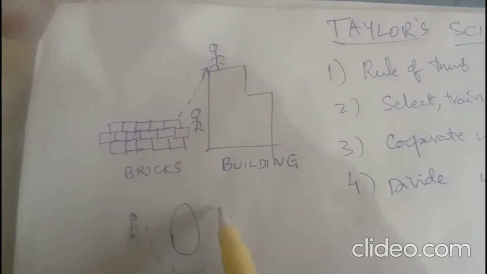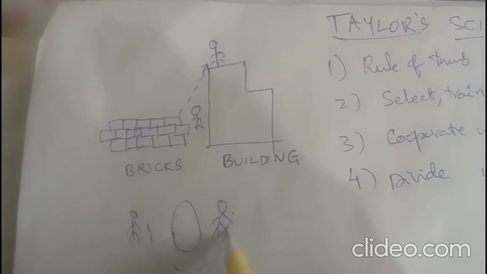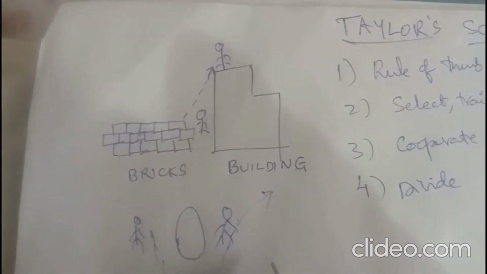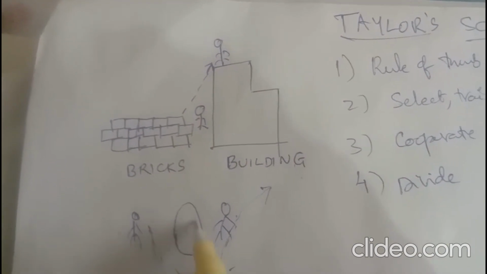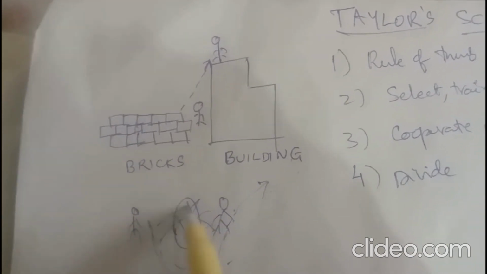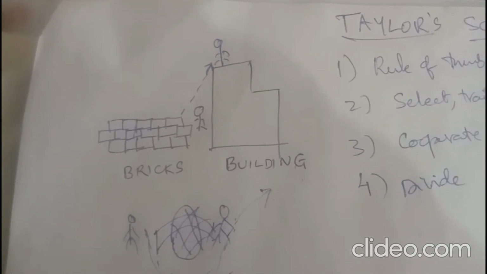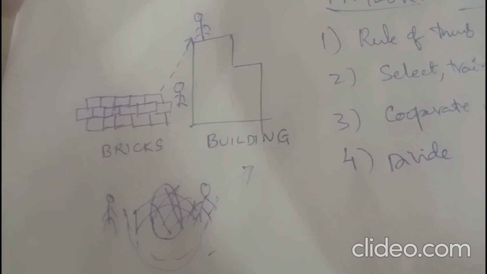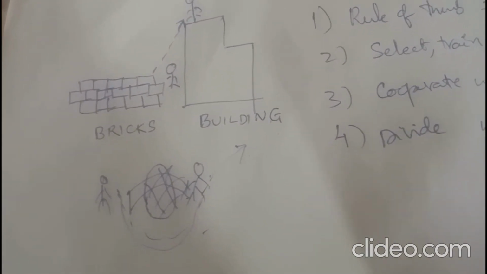Earlier, the people used to move around this obstruction to go to their target place. But Taylor suggested that this object be removed or bridged so that time will be saved. This type of analysis was done by Taylor. So he trained some of the workers to analyze on the spot.